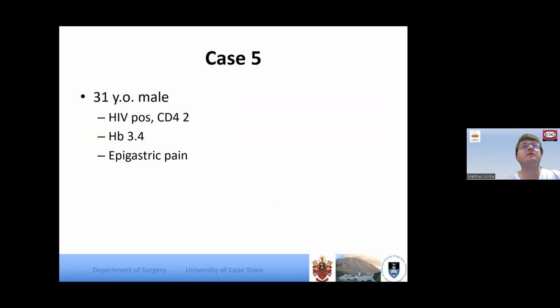Okay, and I'm a little bit ahead of time, but the last case is actually just out of interest. This was an interesting case we saw, which perhaps proves that not everything that looks like a polyp is necessarily a polyp. And this was a 31-year-old male who was known HIV positive with a very low CD4 count, so severely immunocompromised, who was admitted with a profound anemia with an HB of 3.4. He also had some epigastric pain, and we were asked to have a look.